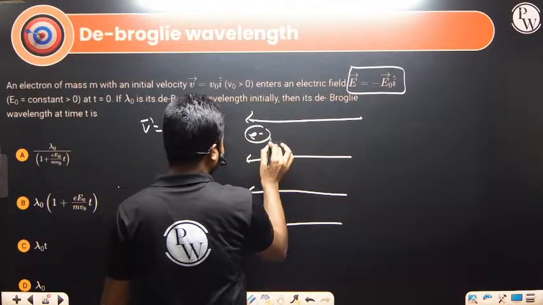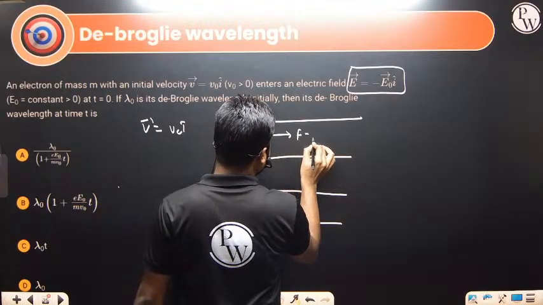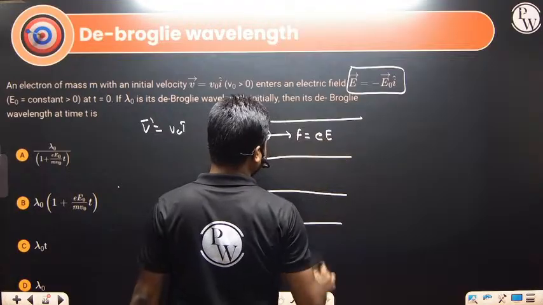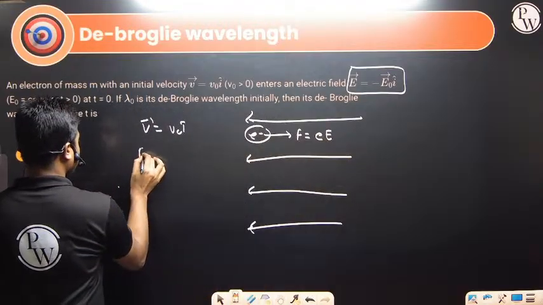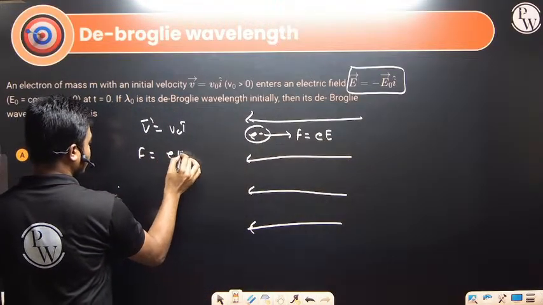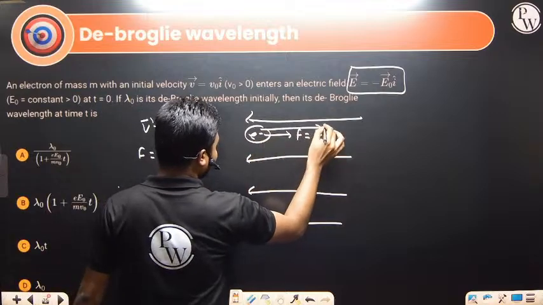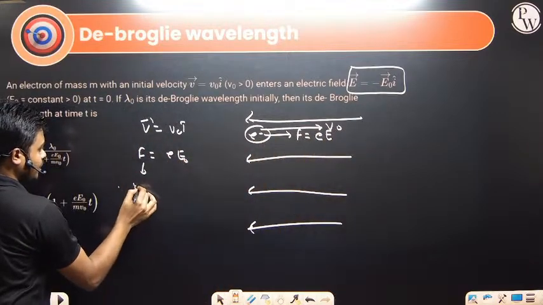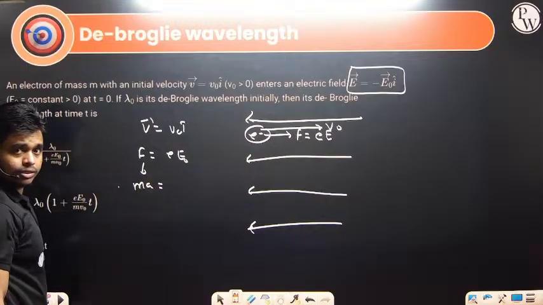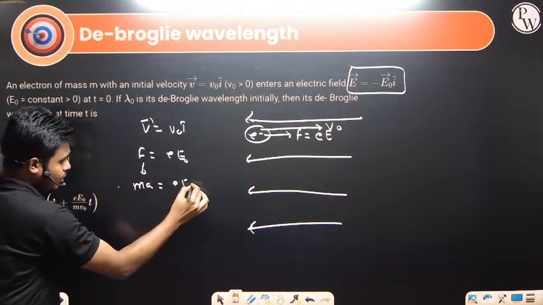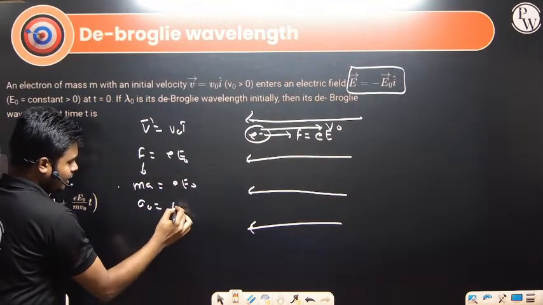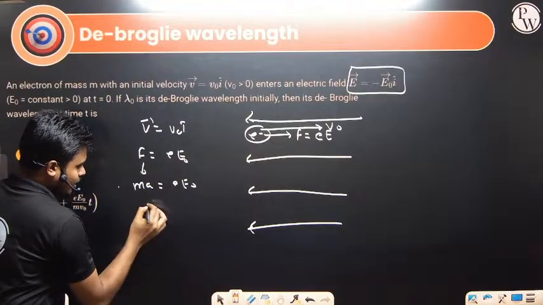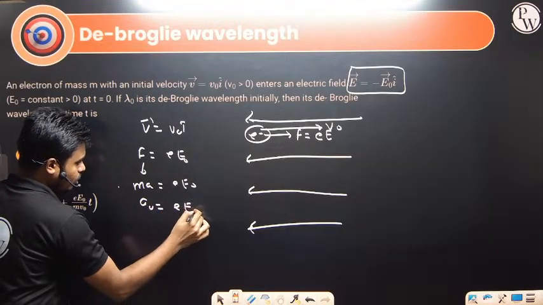What is the force that it is experiencing? The force will act this side, e multiplied by E, and because of this force, e multiplied by E. And what is the velocity in the same direction? Electric field is in the opposite direction, e multiplied by E naught. Because of this there will be acceleration, mass into acceleration, Newton's second law. Mass into acceleration is e multiplied by E naught. So acceleration we can write as e multiplied by E naught divided by m.